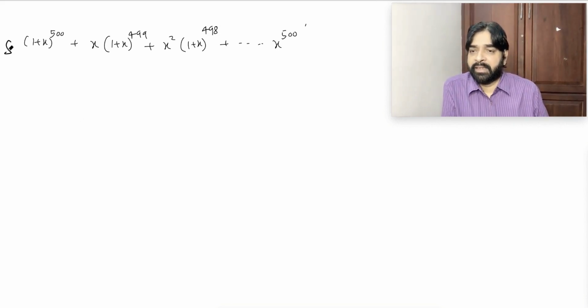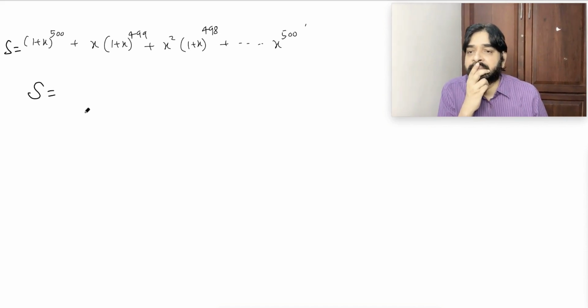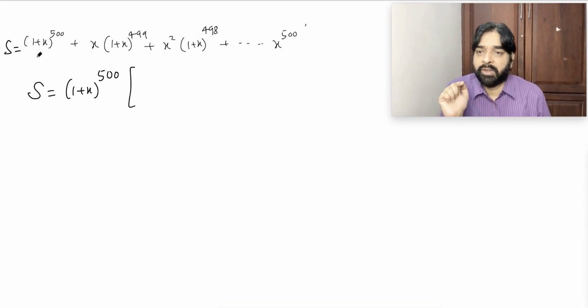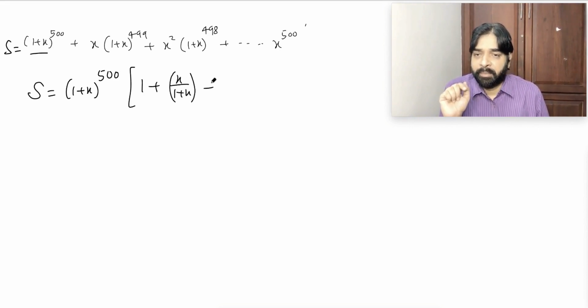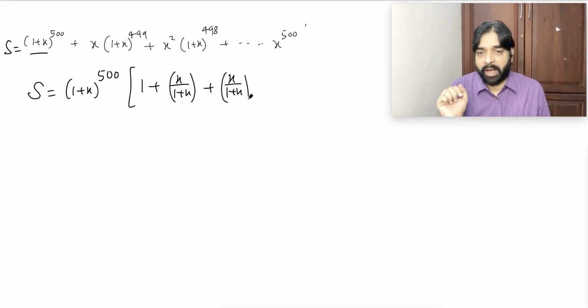First thing, this is the S. This series value I will try to find out. S equal to, I think we can take something common. 1 plus x power 500 I am taking common. Watch it. What will come here? 1 plus, what will come here? x by 1 plus x, plus, what will come here? x square by 1 plus x square. That means x by 1 plus x whole square.